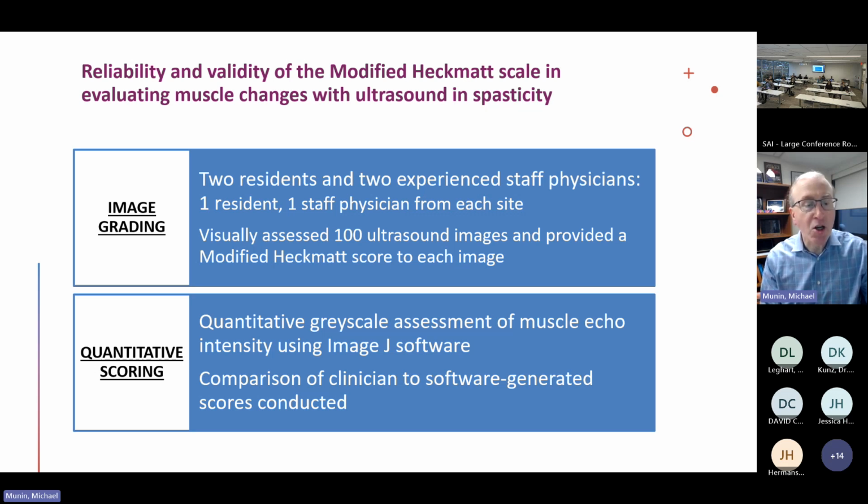We all visually assessed 100 ultrasound images, had some training beforehand, then we went in with these definitions I'm going to show you in a second. And what I think was unique about the study is that we used a quantitative grayscale assessment using ImageJ software. So this is a computer program that can, when you point an area of interest to the program, give you a relative brightness. And so that allows the modified Heckmatt scale to be compared to a quantitative computer-analyzed grayscale to see how that relationship is or isn't.